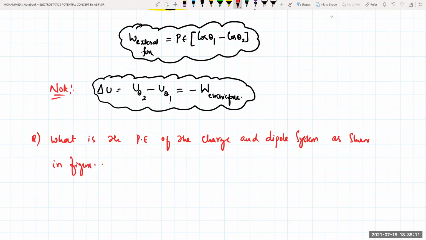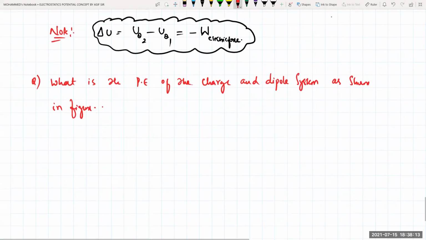We have a charge here. This is some charge Q, and this is the given condition, and we have a dipole here. The dipole is in this direction, P bar. The electric field is also in this direction, that is E bar. This is the charge Q. The distance between the center and this charge is A. This is the given system.